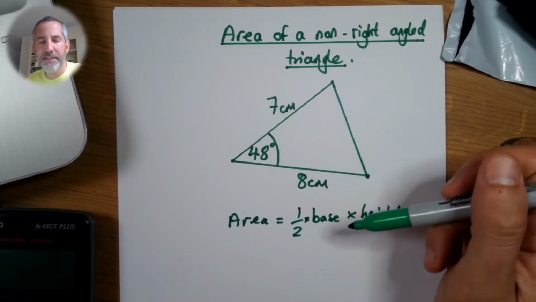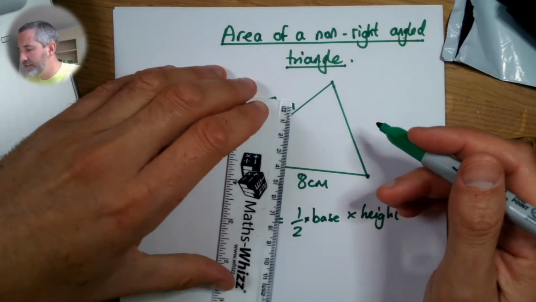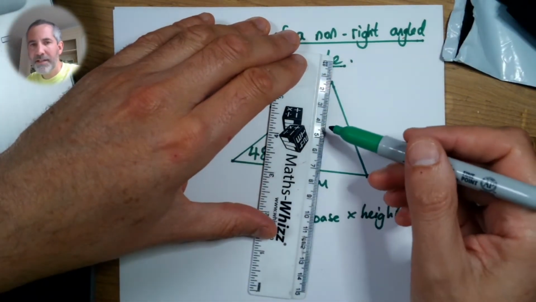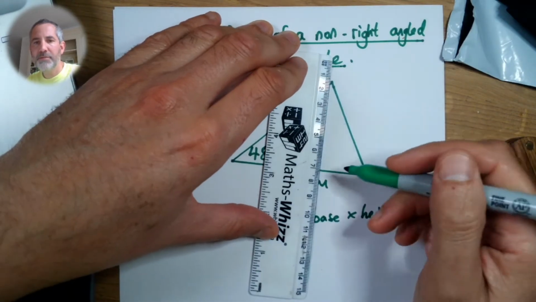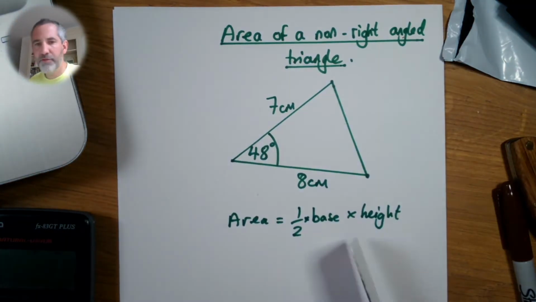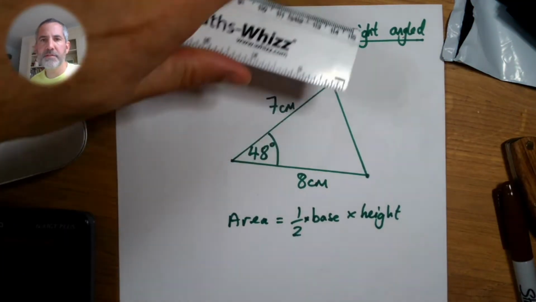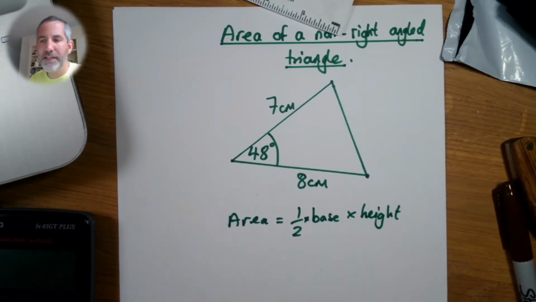You could say 8 is the base, but if 8 is the base, the height certainly isn't 7. The height would be this length here, which I'm not going to draw in, the perpendicular length there. So this formula isn't really that useful to us. Thankfully, there is another formula, and that's what we're going to be learning today.